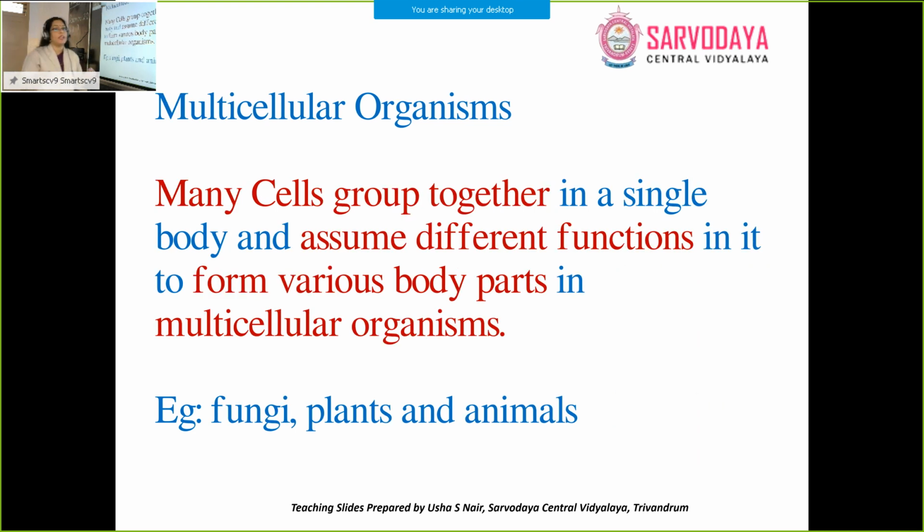Again, multicellular organisms are those made with many cells. That also we have learned, and that is fungi, plants, and animals. You can just look at this slide. Many cells group together in a single body and assume different functions to form various body parts in multicellular organisms. Don't get worried, this is just a definition. Multicellular organisms are made up of many cells. In the text it's given in an elaborate form, so you can read it. Whenever a question is asked on unicellular and multicellular organisms, mainly the difference is asked, so you have to know the definition and the examples for it. So I'll move forward.